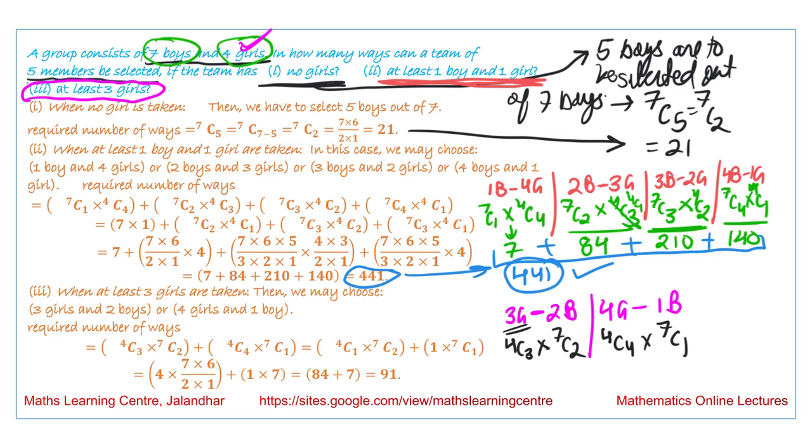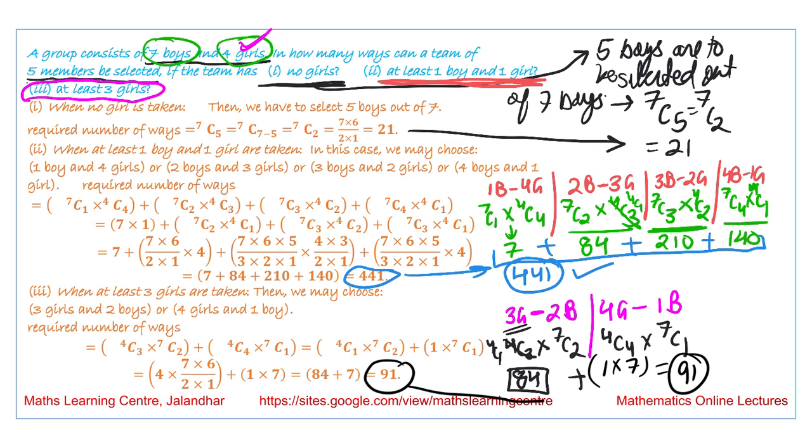This 4c3 means we are talking about 4c1. So the value we obtain is 84, and from 4c4, which is 1, into 7c1, which is 7. So we will have the value 7 over here. So the final answer we obtain is 84 plus 7, that is equal to 91. So these are the number of cases in this case.